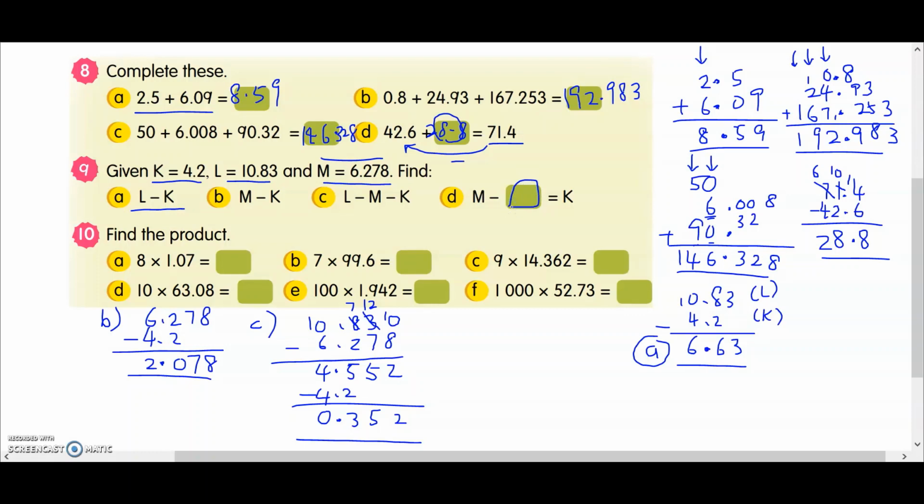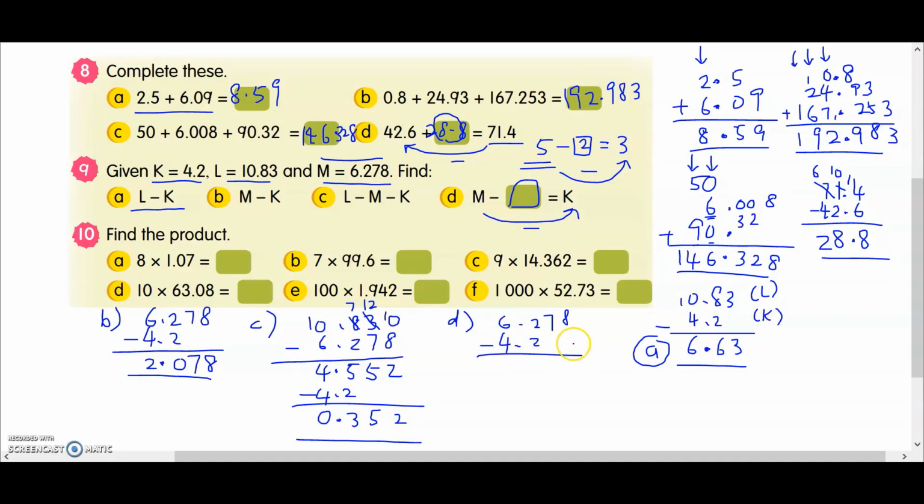Okay, last one. M minus unknown is K. So how do we find the unknown? If I give you another example, 5 minus unknown is 3. What is the answer? You take the bigger number minus the smaller number, then you get 2, right? So M, you have to minus K, right? So M, you minus K. So M is 6.278.